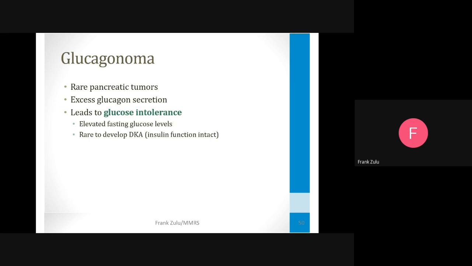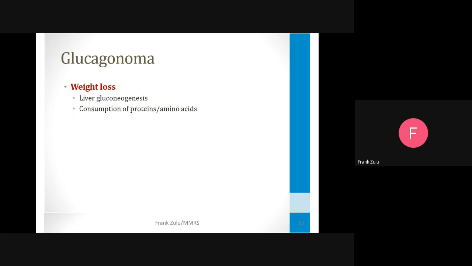Glucagonoma is a cancer of the alpha cells that are able to produce glucagon. It means it will be the opposite. Too much glucose in blood, and glucagonoma can manifest as diabetes, because glucagon encourages gluconeogenesis. So there will be a lot of glucose in blood in a patient who has glucagonoma, and such a patient can actually end up having diabetes.